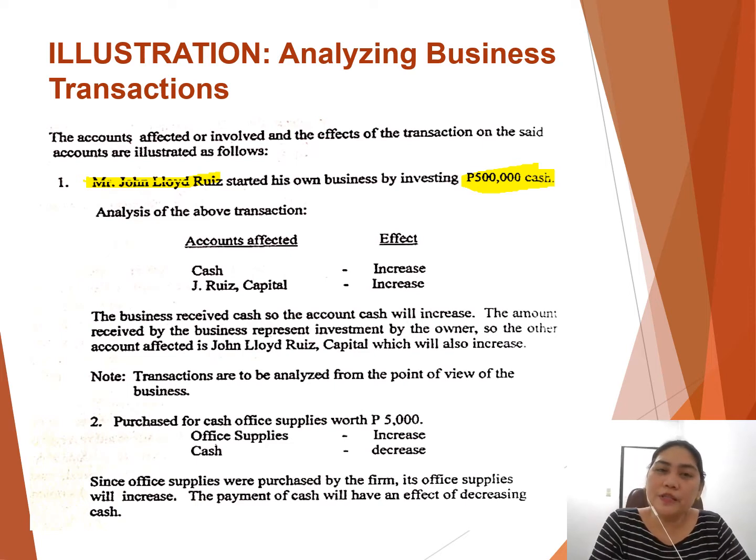Now, which specific account is affected under asset? Here, there is already an answer. This one, cash. Why cash? Because Mr. Ruiz invested money in his business. What else? We said owner's equity. Which specific owner's equity account is affected here? This one, the J. Ruiz Capital. So, we have identified that the two accounts affected are cash and J. Ruiz Capital. Now, the next step is to identify the effect, whether it is increase or decrease.